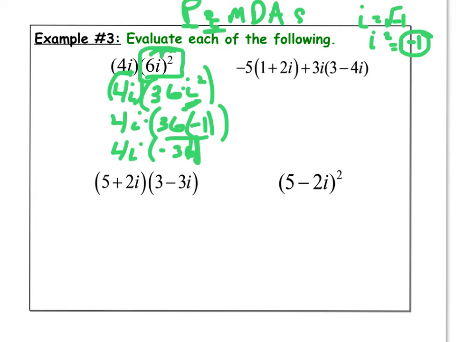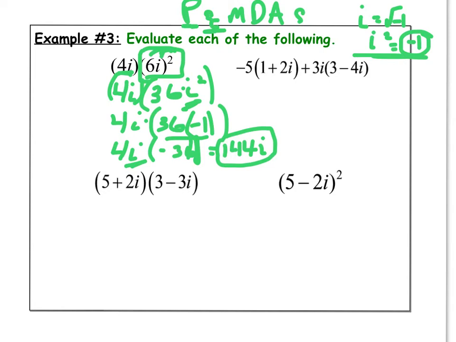And you end up with doing 4 times 36, which is 144. Feel free to use your calculator. 144. And then because you just have this single solitary i, it's 144i. Basically, this is the same thing as combining x's and doing all the same stuff with x's. The exception to that is whenever you have an i squared, change it.